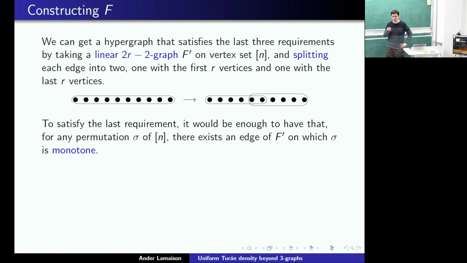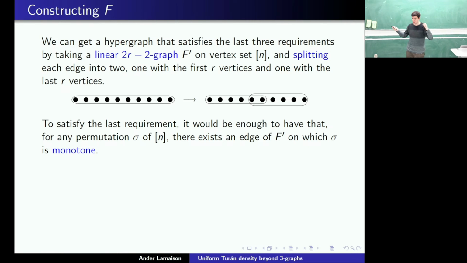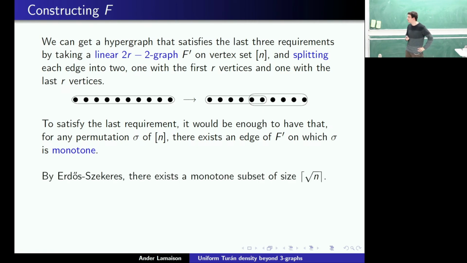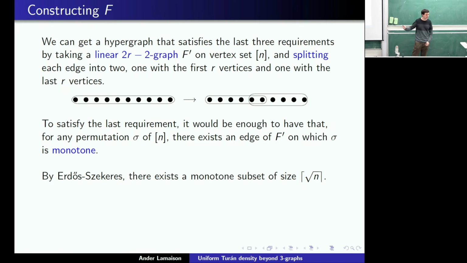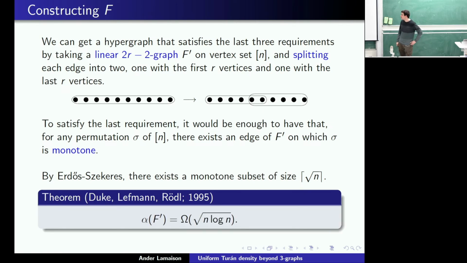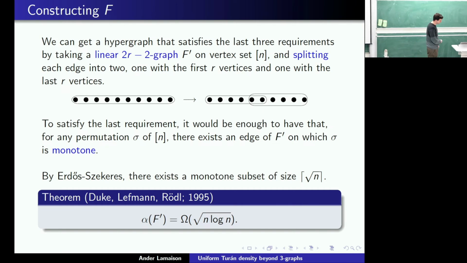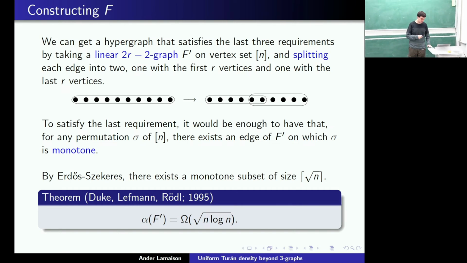So what do we know about monotone subsequences in a permutation? Of course, the first thing that comes to mind is the Erdős theorem. There always exists a monotone subset of size square root of n. So if we can find a linear hypergraph such that every subset of size square root of n vertices contains an edge, we are done. Unfortunately, Kleitman and Rödl proved that you always have an independent set of size of order square root of n log n. So that's unfortunate. But there's some extra things that we can do.